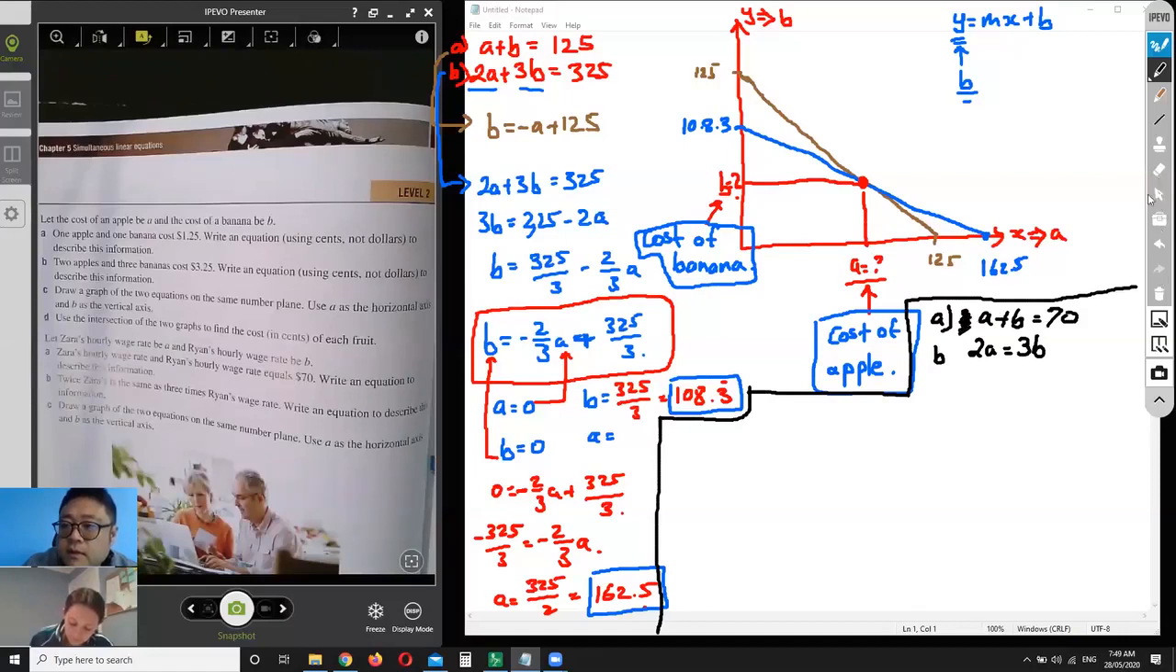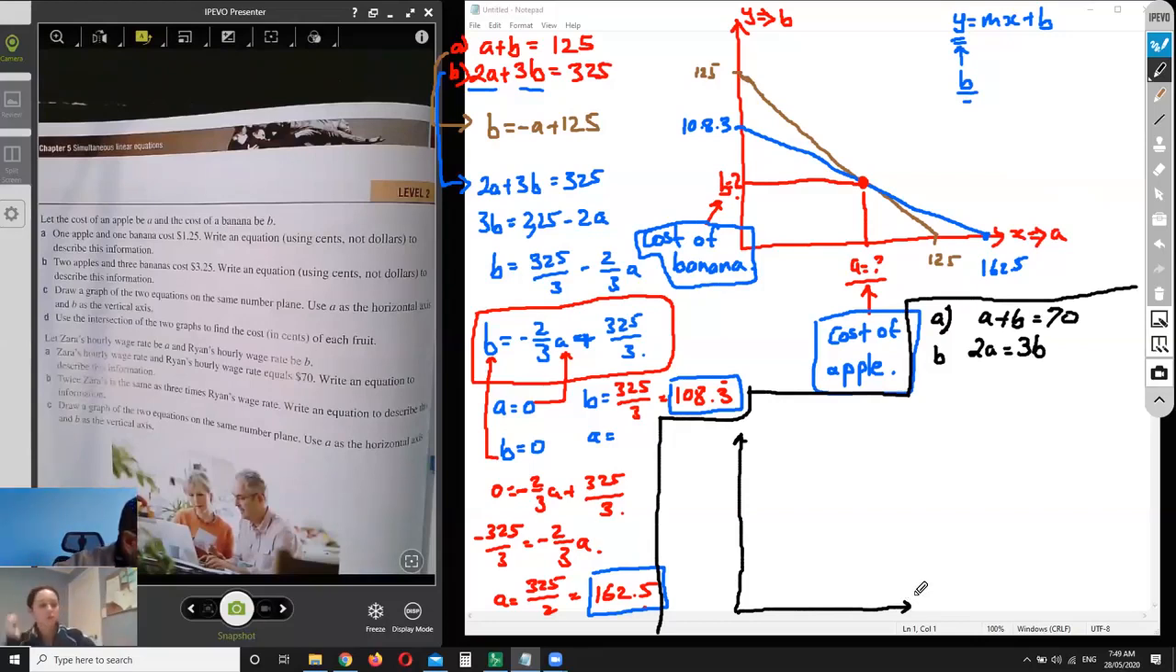And then what's the next part of the question? Part C. Write an equation to use information. Draw a graph on the same number line. Use A as the horizontal and B as the vertical. Okay, so what we're doing is one of these. A is the horizontal. So what letter is this one? A. And what letter is this one going to be? B. All right. Cool. Well done.